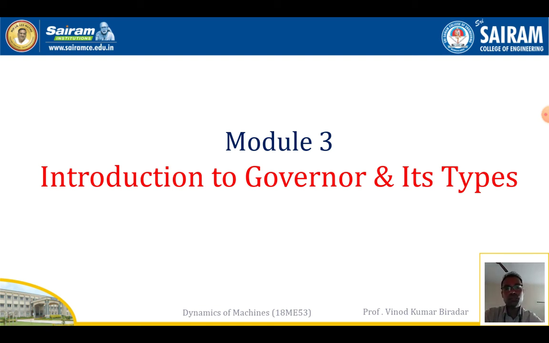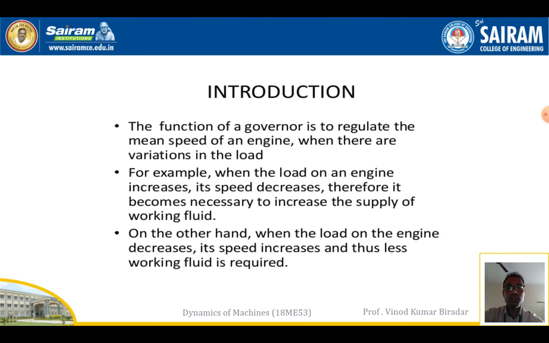The main use of the governor in a vehicle is to regulate the mean speed of an engine when there is a variation in the load. Normally a governor is a member or a device which is used to maintain a constant speed. It is used in every engine, when a variation of load takes place in a vehicle. Just remember that a governor is a device used to maintain or regulate the mean speed of an engine when the load varies. This is the definition.